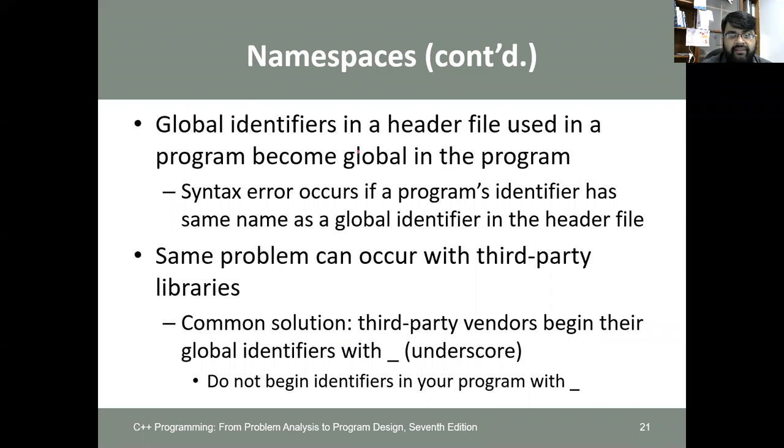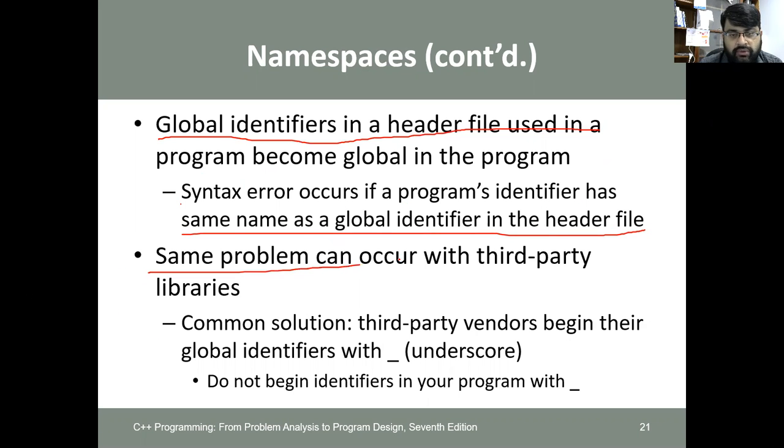So the global identifiers, for example, in a header file used in a program become global in the program. If you have a header file and you're using global identifiers in that header file, they'll become global in the whole program. A syntax error occurs if a program's identifier has the same name as a global identifier in the header file. So you cannot have two global identifiers with the same name in the header file and in the program's file, right? We'll see what a header file is and what a program's identifier is.